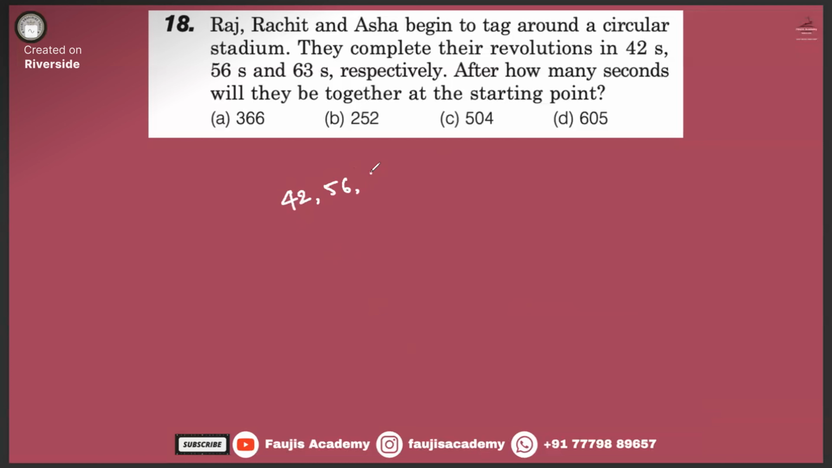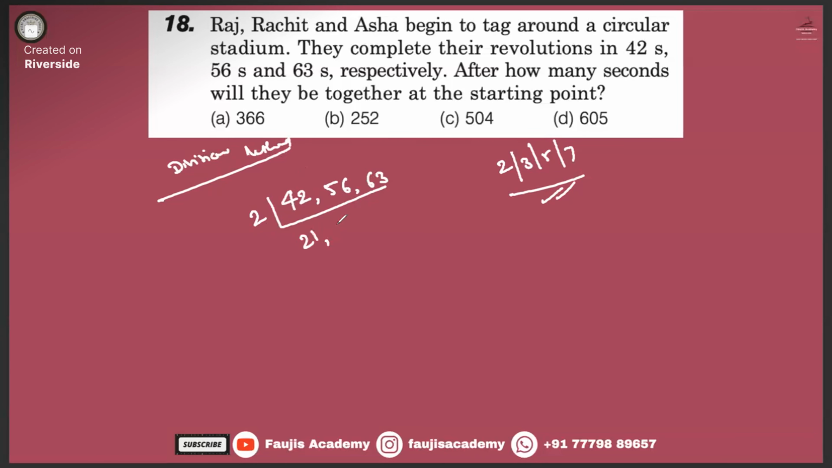42, 56, 63. This is called the division method. You have to look for numbers like 2, 3, 5, and 7. We need to ensure that at least two numbers are getting divisible by these numbers. So what number will we start with? Let's start with 2. Can we start with 3? Yes, we can start with 3 as well. So we divide it by 2: 21, 56, 28.